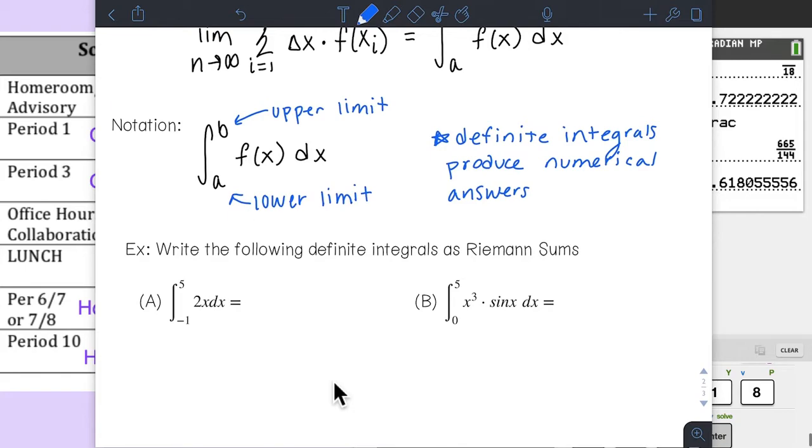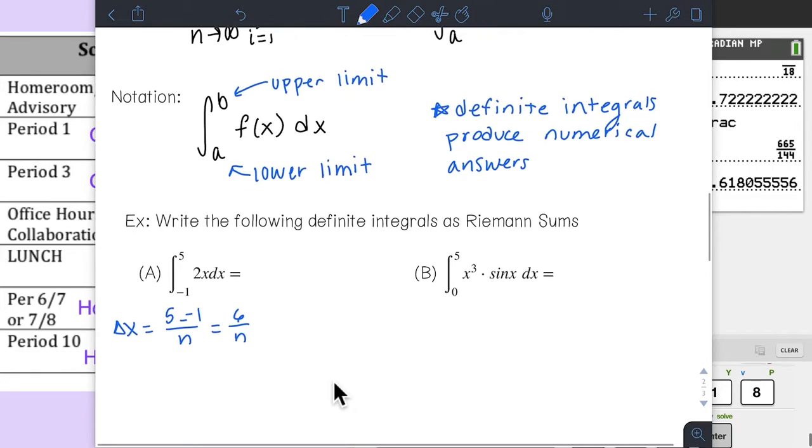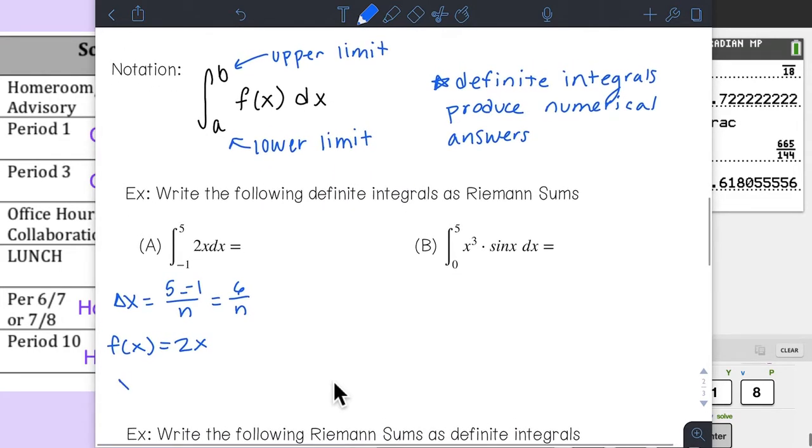So the first thing we want to do is find that delta x. That's going to be our upper minus lower bound, so 5 minus negative 1, over n. That's going to produce 6 over n. And then my function is what's inside, so that's going to be 2 times x. And then I want to evaluate it at an endpoint. So the easiest way to set these up is always to use the right Riemann sum endpoint setup.